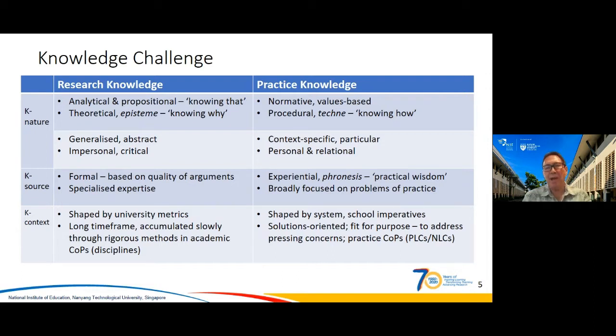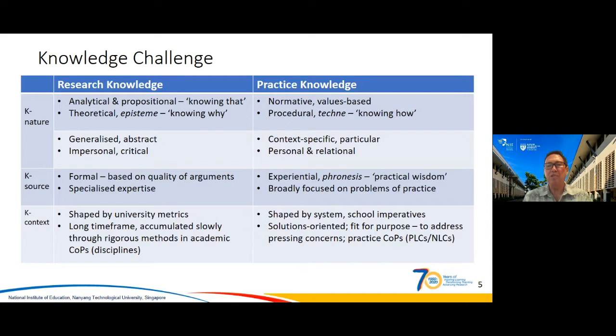But if we look at practice knowledge, it tends to be more normative, tends to focus on what ought to happen, perhaps, in classrooms. It's also procedural and technical. It's about knowing how. And it's very context specific, and it tends to be personal and relational. It's based in experience, classroom experience. And if we, again, use Aristotle's categorizations of knowledge, it's focused on phronesis, which is this notion of practical wisdom. It's thinking about the wisdom that's necessary for very practical action in the classroom.